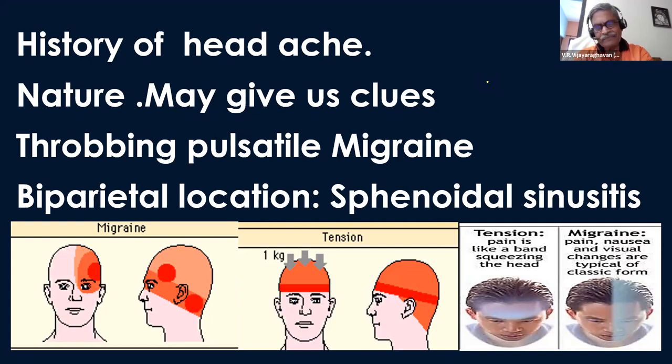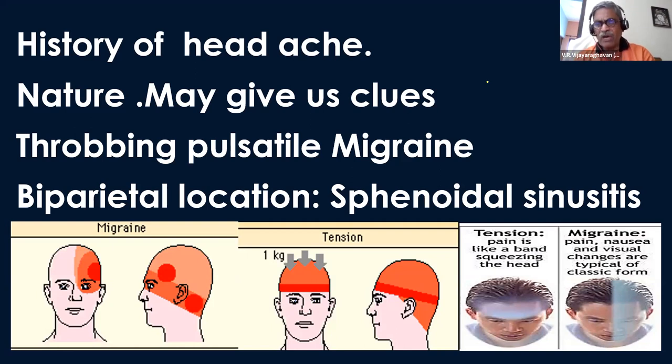Now, headache. Headache itself can give us a clue regarding the nature, location and so on. A throbbing, pulsatile headache suggests migraine. Suppose the patient has a headache in the biparietal area and is having visual loss: sphenoid sinusitis. You know one important point? The most common sinus that can produce optic neuritis is sphenoidal sinusitis.